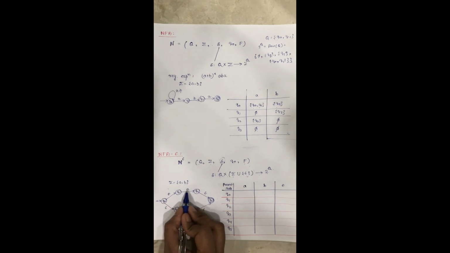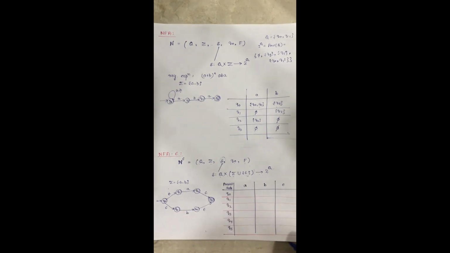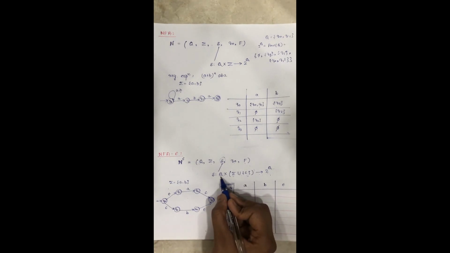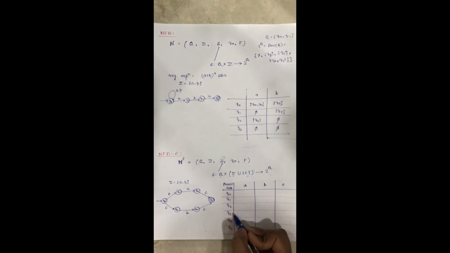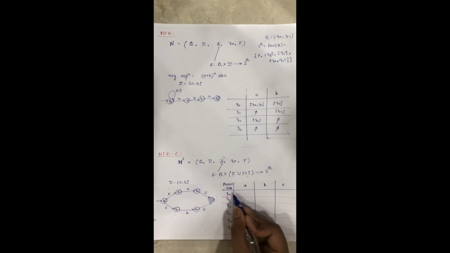At q1 for A there is a transition, but for B there is no transition. Now we'll focus on how to draw this transition table. Again, this transition table is derived using this function only. Present states are capital Q, so here we will write all states of this transition diagram. States are Q0, Q1, Q2, Q3, Q4 and Q5.